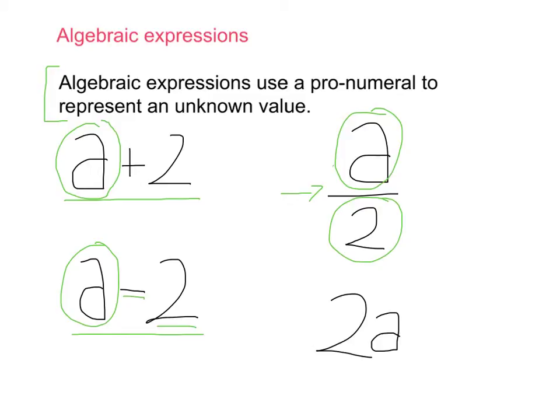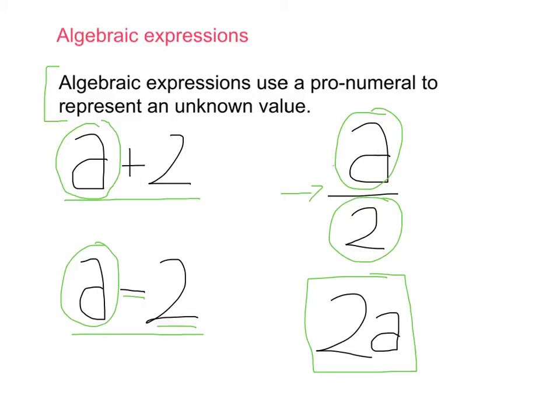Some of you might be thinking, okay, we've done addition, subtraction, division. Where's multiplication? Instead of writing it as 2 with a multiplication symbol, a, we just write the algebraic expression 2a. So if you ever see an unknown value with a number straight before it and no operation, that means multiplication.